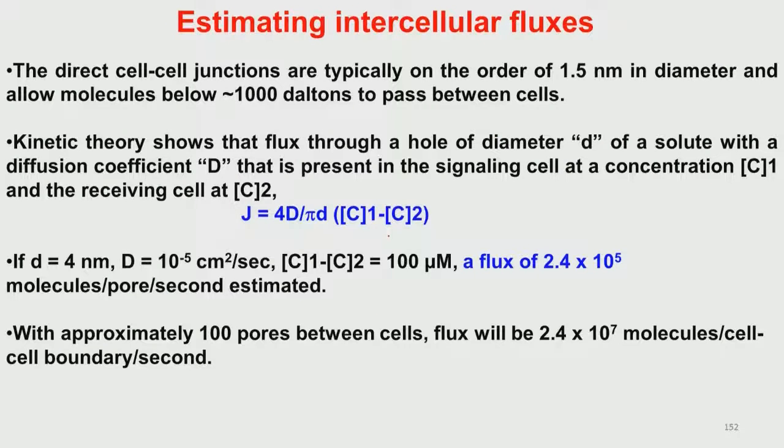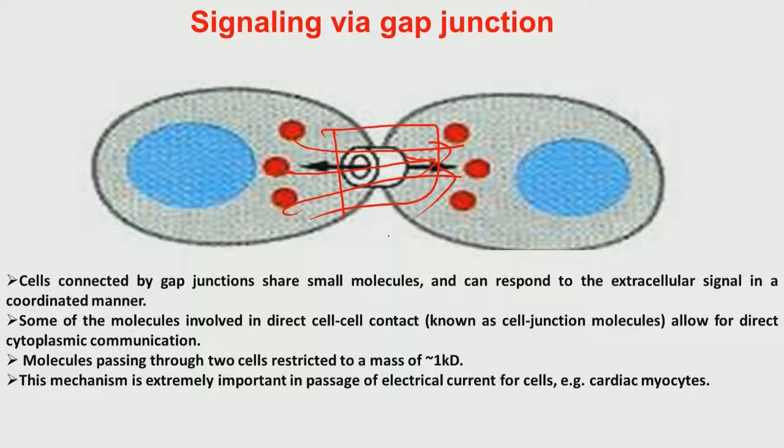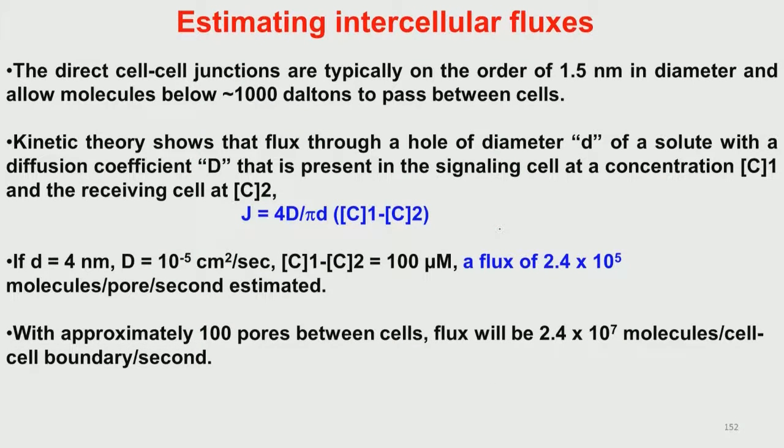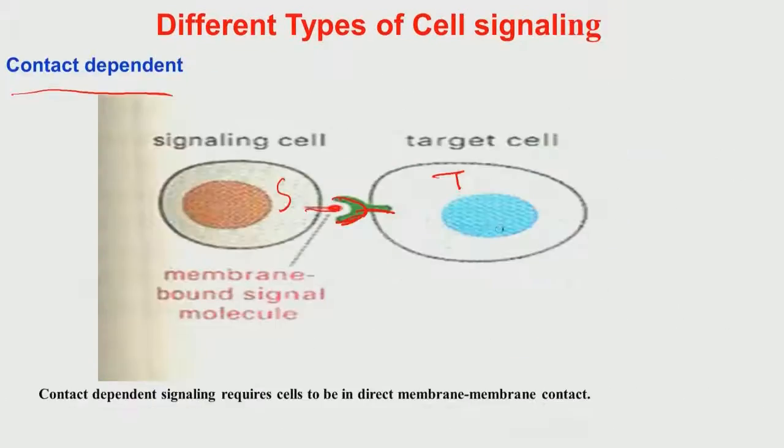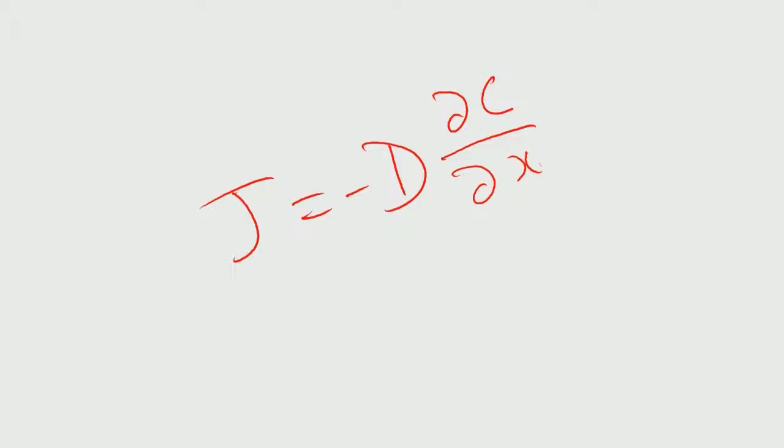Now, how do we find out what the intercellular fluxes are? Flux essentially means how many signaling molecules can pass from one source cell to one target cell per unit time. And if the flux is driven purely by diffusion, then Fick's laws are important. Fick's first law tells us that flux is equal to minus D, where D is the diffusion coefficient, times del C upon del x, which is the concentration gradient.